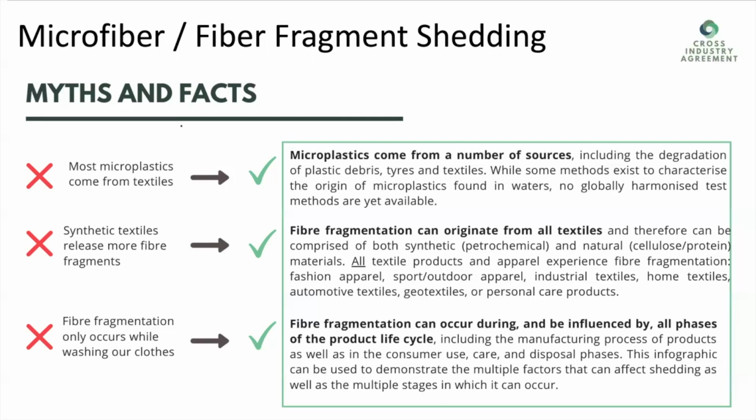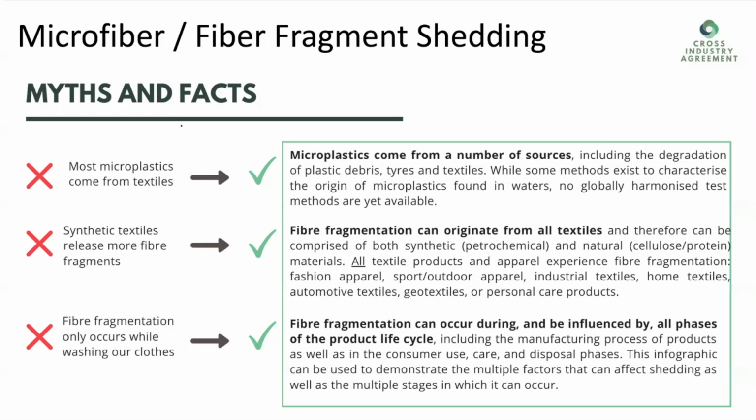So just some myths and facts here that you may have heard, just to myth bust. It's not necessarily true that most microplastics or microfibers are coming from textiles. There are also all these other sources as well, including the degradation of bigger plastic items, for example. Synthetic textiles, the myth that synthetic textiles are releasing more fiber fragments than natural textiles. Again, that's not necessarily a factual statement. Fiber fragmentation can originate from all different types of textiles.